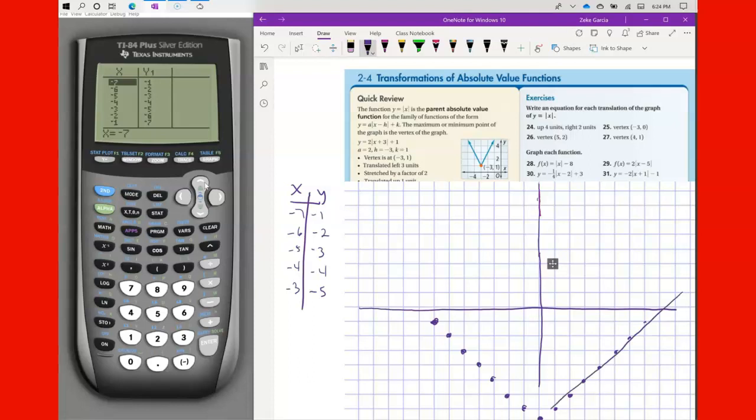So on your graph paper, make sure that you do graph enough points to draw the picture. So we have -2, -6; -1, -7; 0, -8; 1, -7; 2, -6; 3, -5, and then so on. Okay, and that's number 28.